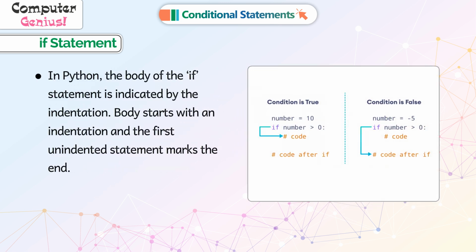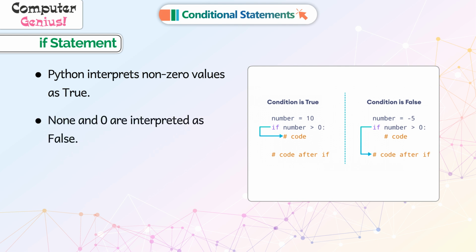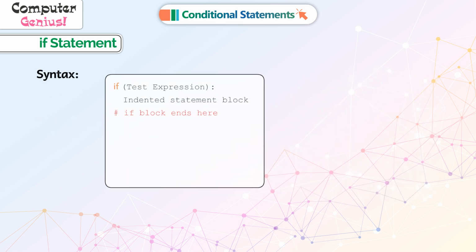In Python, the body of the if statement is indicated by the indentation. Body starts with an indentation and the first unindented statement marks the end. Python interprets non-zero values as true. None and 0 are interpreted as false. Syntax.